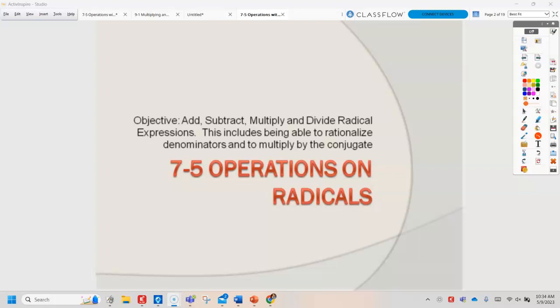All right, so we are looking at operations on radicals again today. Yesterday, our focus was primarily on multiplying and dividing. Today, our focus is going to be on adding and subtracting. So, in order to add and subtract radicals, it is much like variables. They have to be what we consider like terms. So, you cannot add and subtract radicals unless they are like.